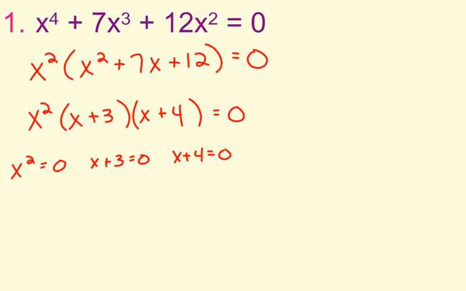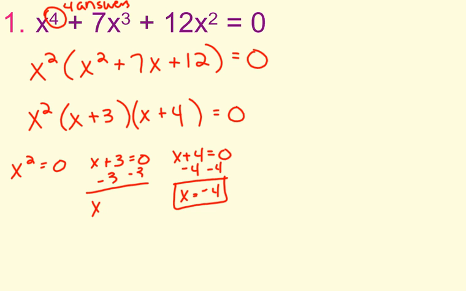So now I'm going to find my solutions. This is where my graph crosses the x-axis. So I would subtract 4 from both sides. x equals negative 4. There's one answer. How many answers am I supposed to have? Well, look at this. My degree is 4, so I should have 4 answers. So now I'll keep working. Subtract 3 from both sides. x equals negative 3, so there's another answer.